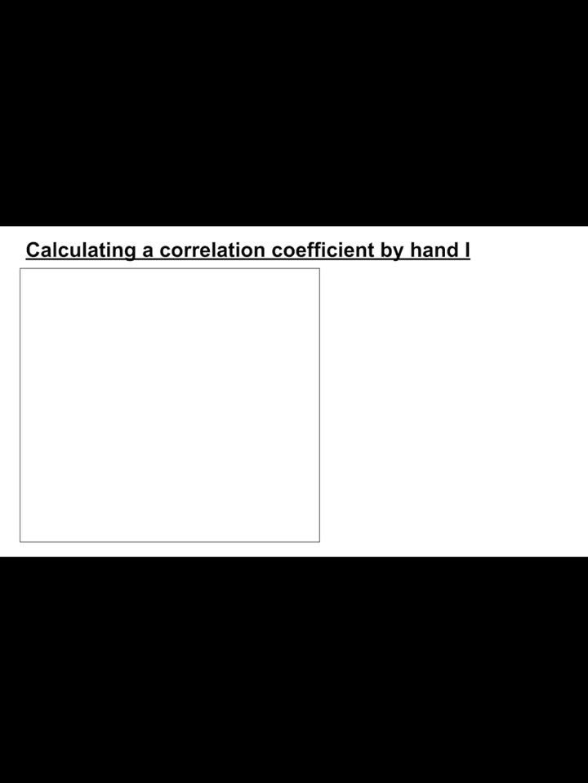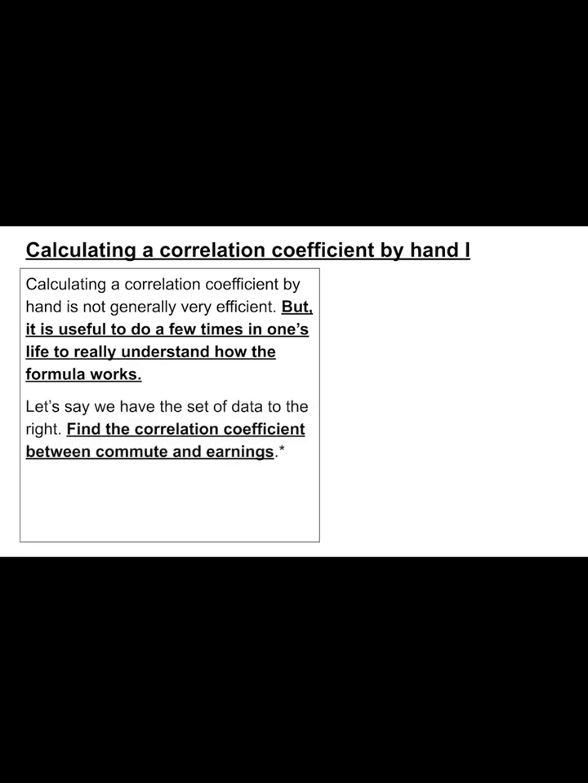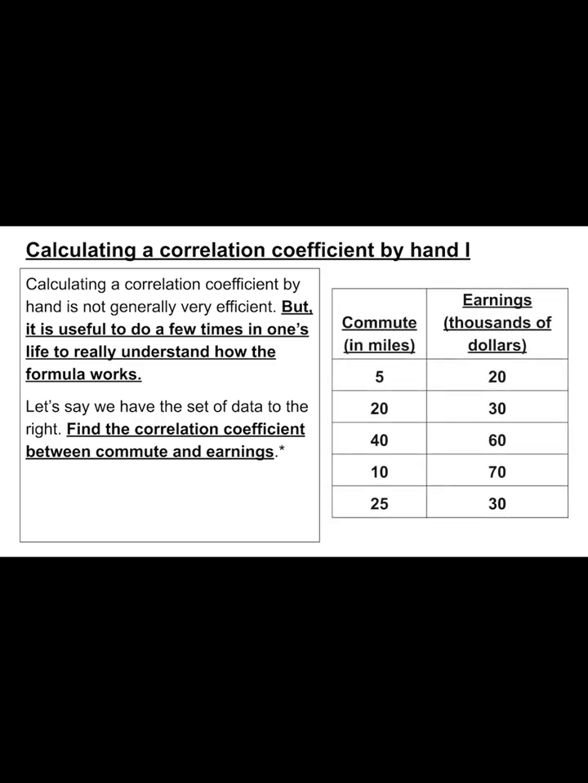Now to wrap up, I want to calculate a correlation coefficient by hand. It's generally not very efficient to do this, but it's useful to do it a few times in one's life to see how it really works. So let's say we have this set of data here to the right. I want you to find the correlation coefficient between commute and earnings.